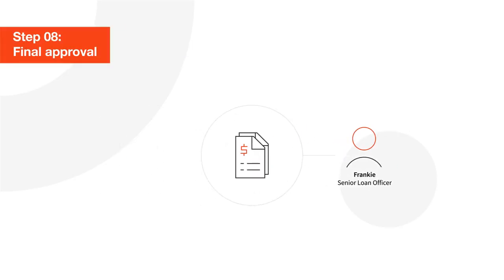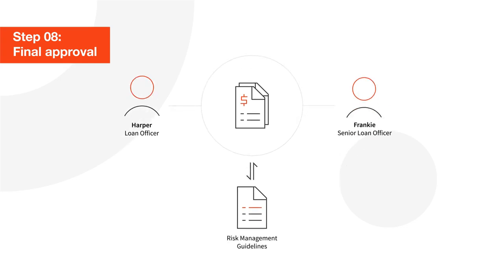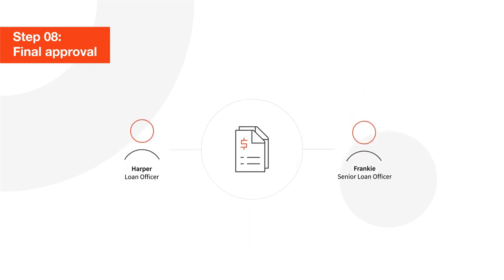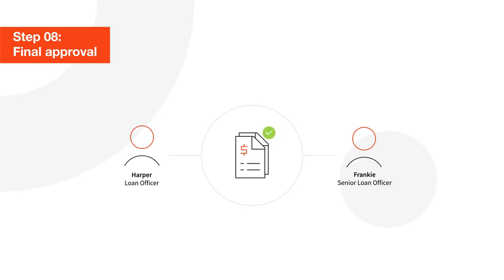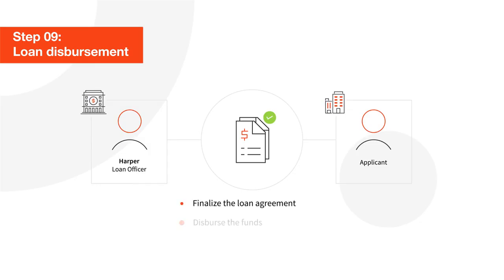To get the final approval on the loan, we just need Frankie and Harper to be on the same page. They'll also take a quick look to make sure the application meets all the risk management guidelines. If everything checks out, they'll approve the loan. Now that the loan is approved, Harper coordinates with the applicant to finalize the loan agreement, disburse the funds, and set up the repayment schedule.